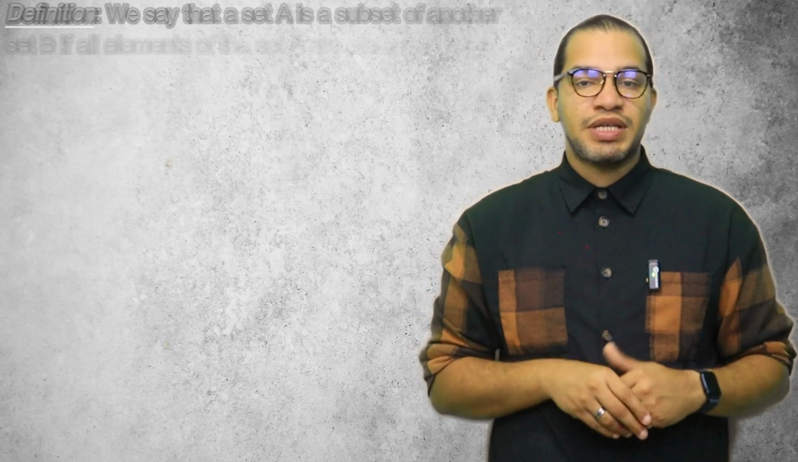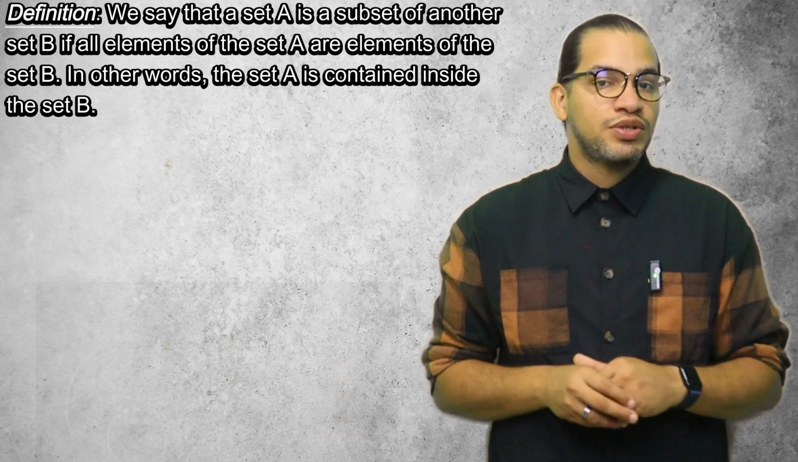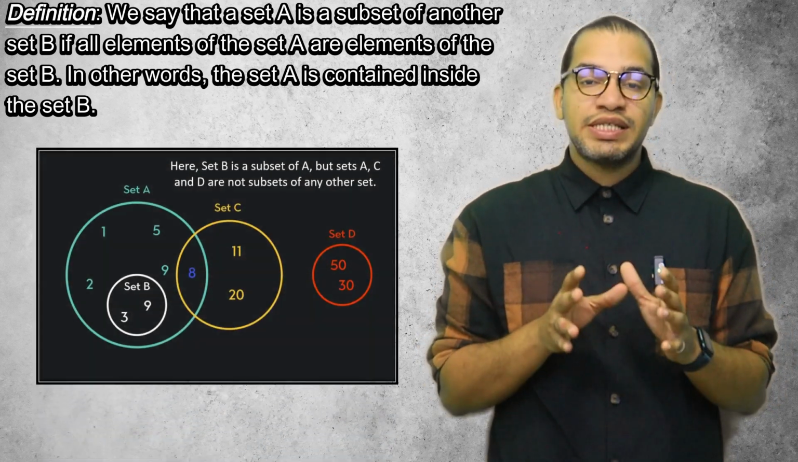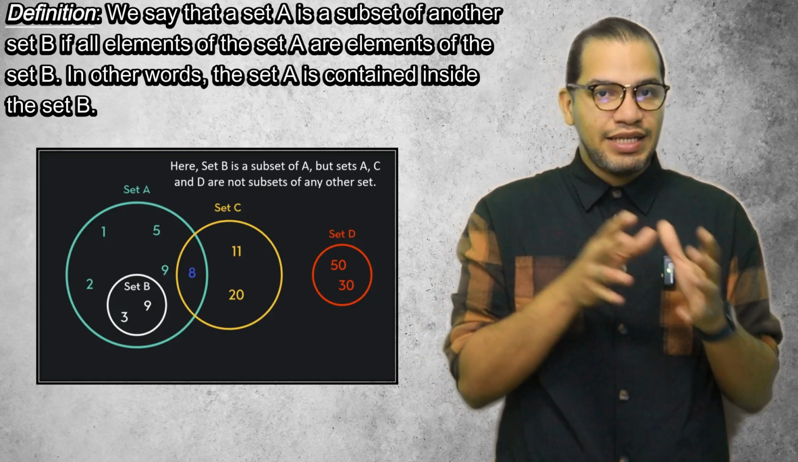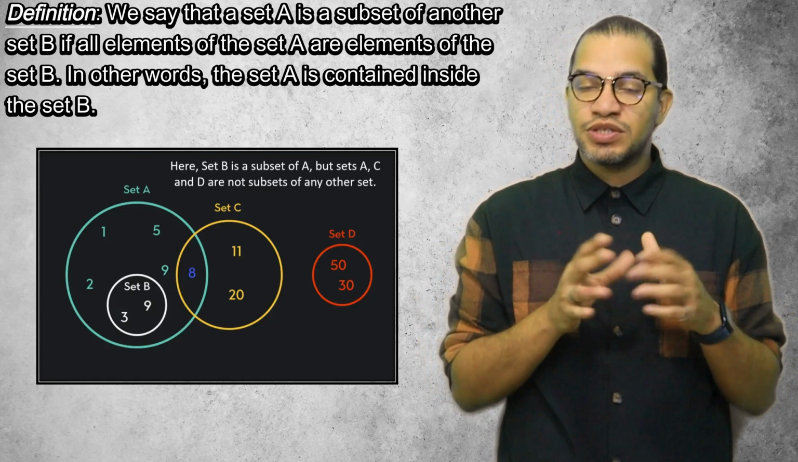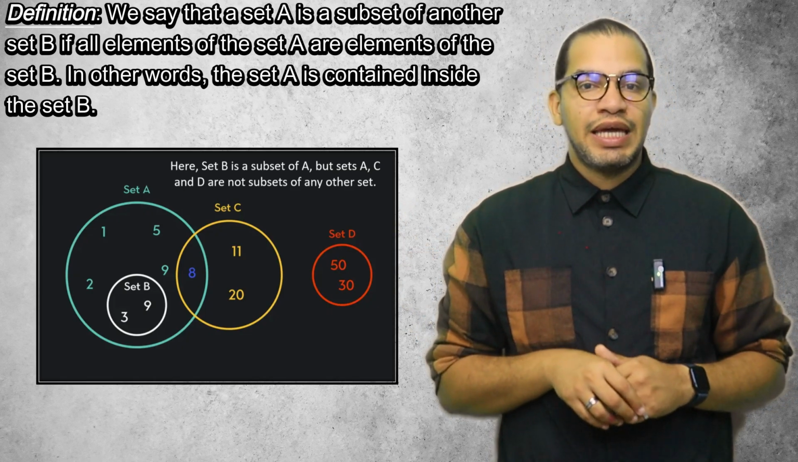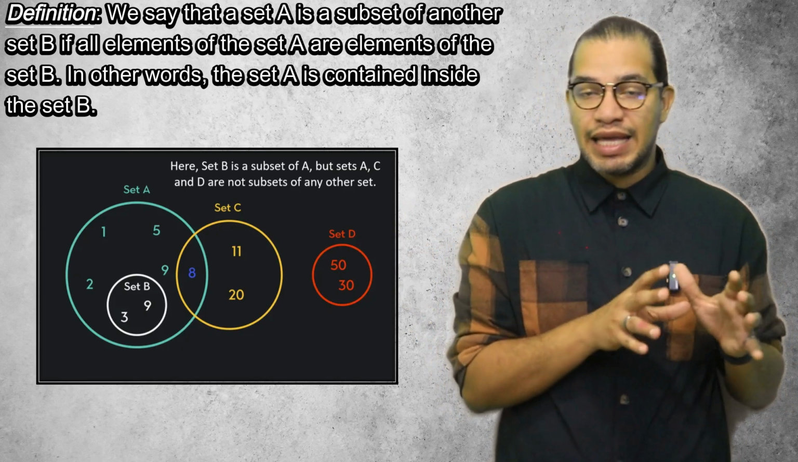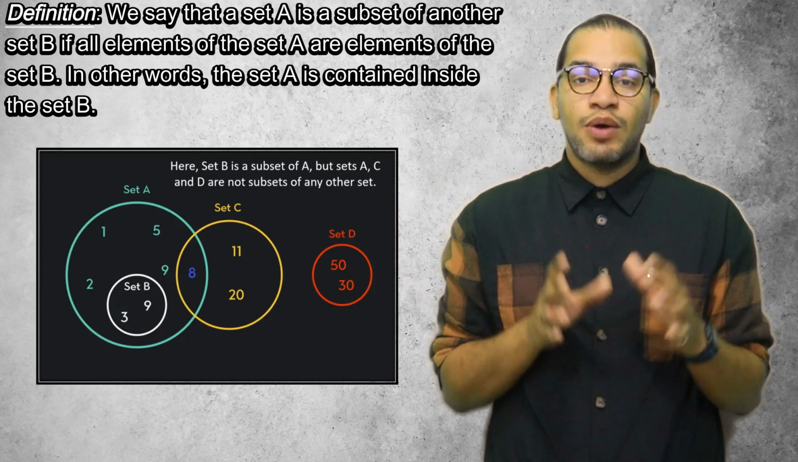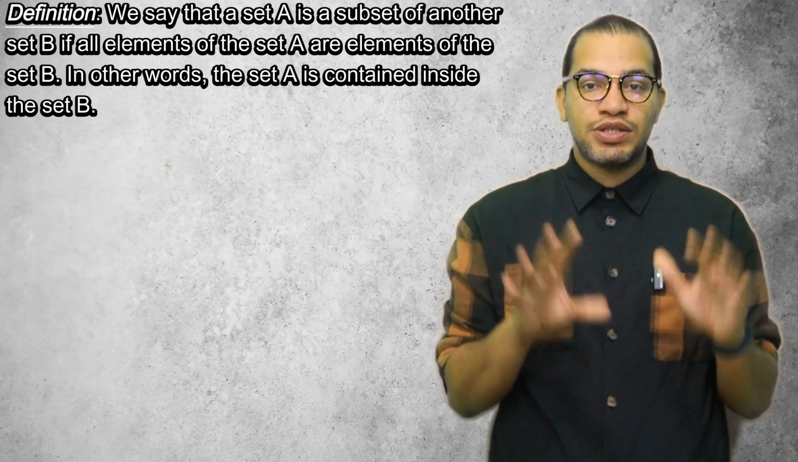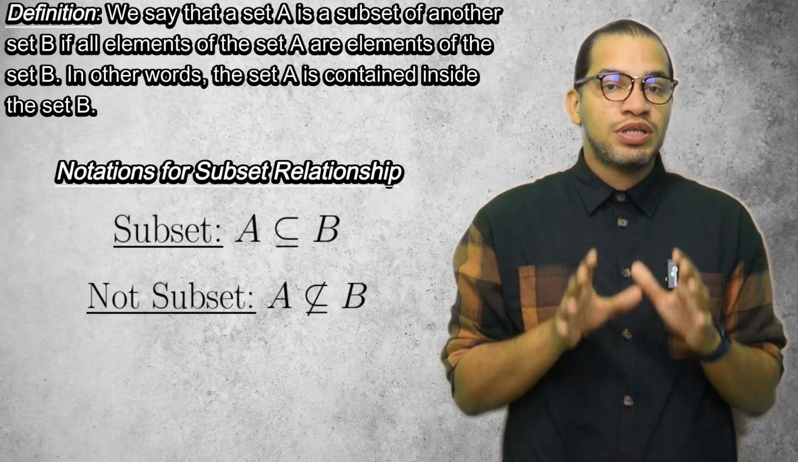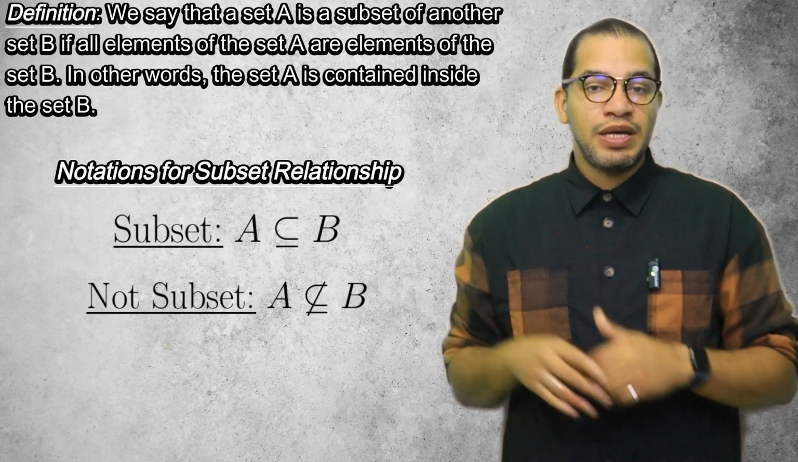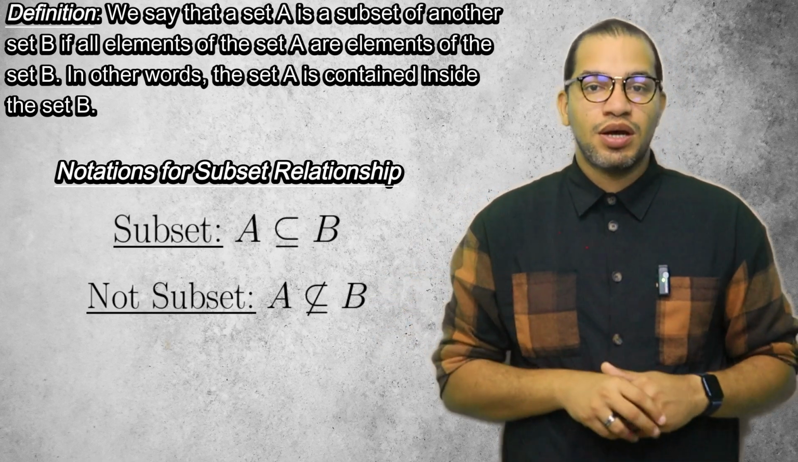Now, another important concept in set theory is the concept of subset, which is closely related to the concept of set equality. We say that a set A is a subset of B, or that B is containing A, if every element of A belongs to B. If there is at least one element in A that does not belong to B, then we say that A is not a subset of B. And we will use the following two notations for determining when A is a subset of B and when A is not a subset of B.